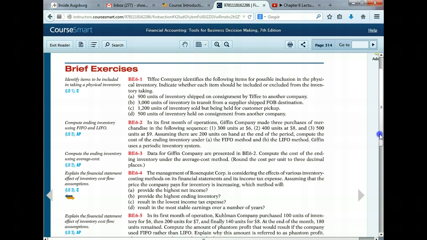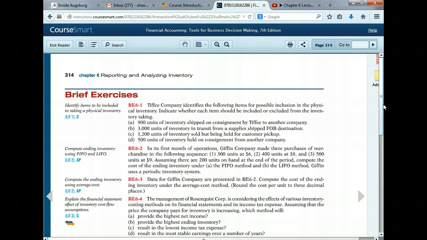Let's start with BE chapter 6.1 on page 314. Tiffy Company identifies the following items for possible inclusion in the physical inventory. Indicate whether each item should be included or excluded from the inventory taking. A, 900 units of inventory shipped on consignment by Tiffy to another company. Yes, because Tiffy is the one owning them, putting them on consignment somewhere else.